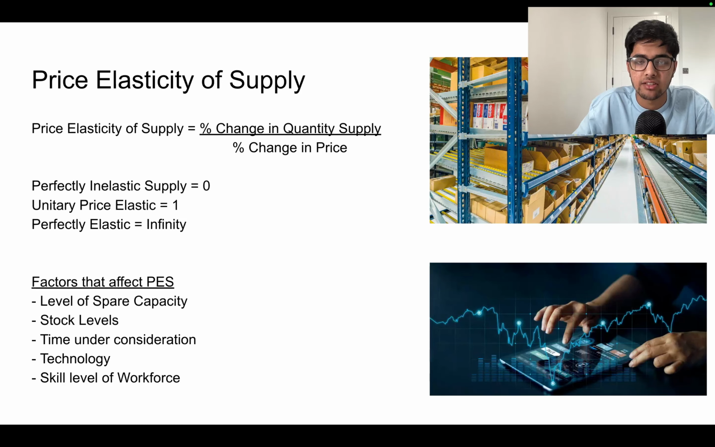A perfectly inelastic supply is 0. A unitary price elastic supply is 1, and a perfectly elastic supply is infinity. Note that these quantities are always positive because the supply curve slopes upwards.